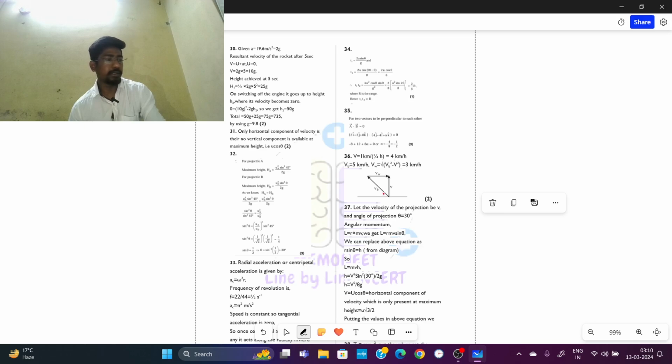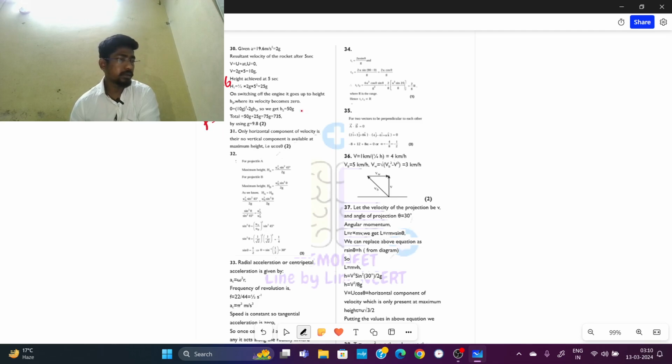What is question number 30? A rocket is fired upward from the earth's surface with a certain acceleration. A is given as 19.6, which is twice that of g, right? After 5 seconds, t equals 5 seconds, its engine is switched off. You have to calculate h max, right? So a is nothing but 2g.